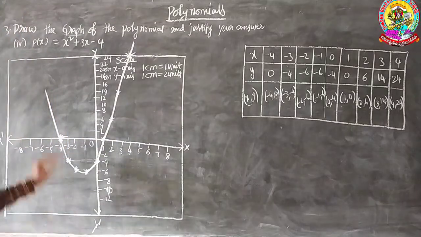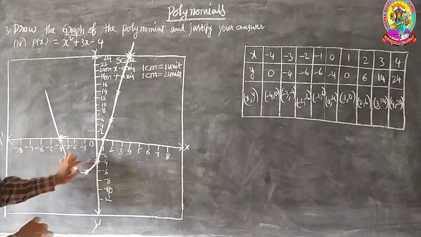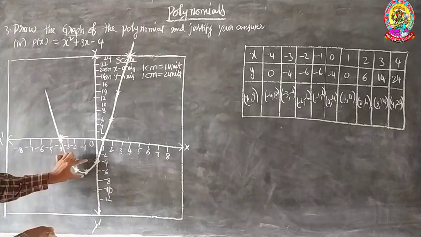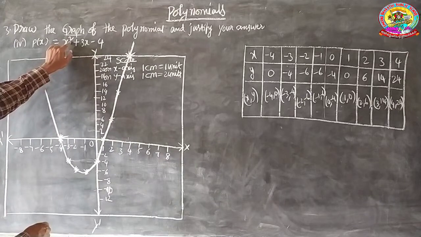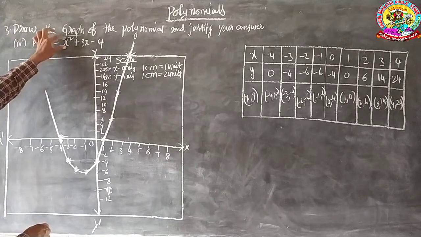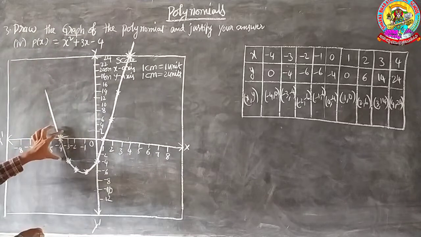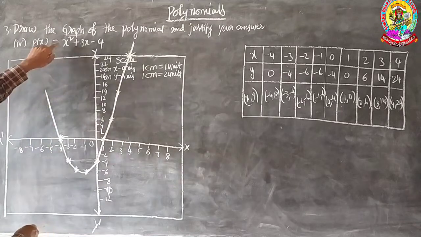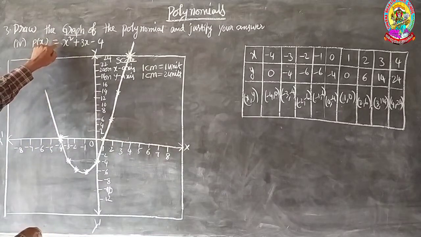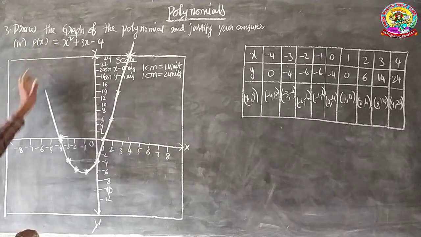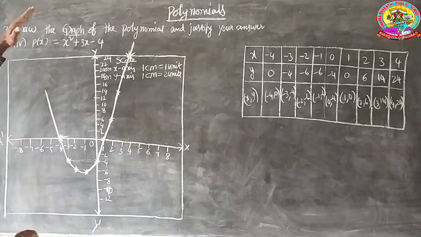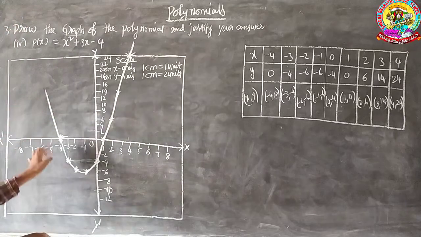if you extend on both sides, the graph is like this. What is the shape of this graph? Parabola. So it is a second degree equation, that means a quadratic equation. The quadratic equation always gives a parabola. Before, I explained that if a is greater than 0, or the coefficient of x square is greater than 0, that is an upward parabola. So that's why it is an upward parabola.